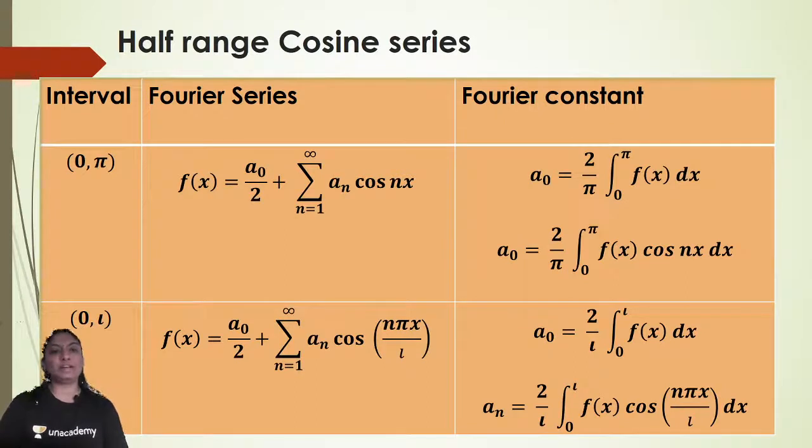Now see here, the half range cosine series. If the interval is 0 to pi, then the Fourier series is f of x equals a0 by 2 plus summation n varying from 1 to infinity of an cos nx. The Fourier constant a0 is equal to 2 by pi integral from 0 to pi of f of x dx, and an is equal to, I'm extremely sorry here.